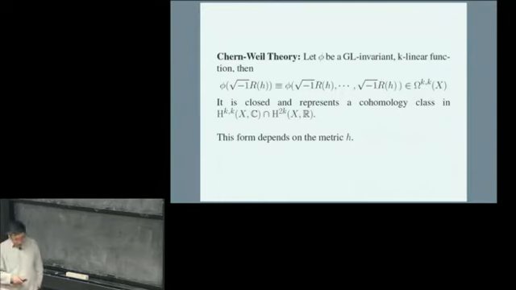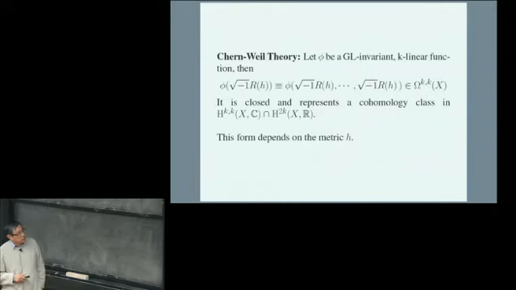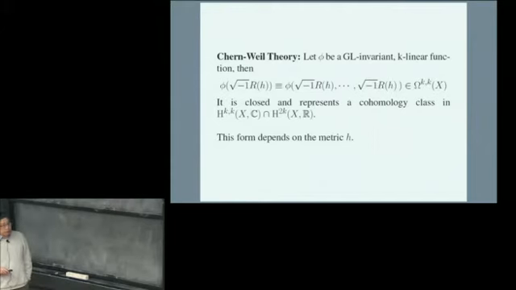The Chern-Weil theory says that if I start with phi, an invariant k-linear function, then we can define a form by replacing the variable with the curvature. Then we get the k-form, and the Chern-Weil theory says that this is a closed form, and it represents a class in the cohomology group.